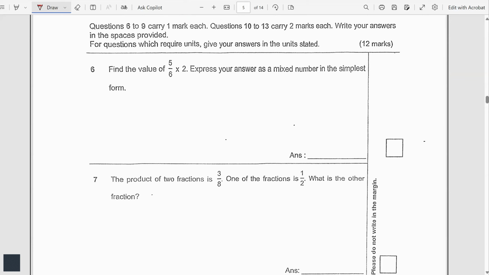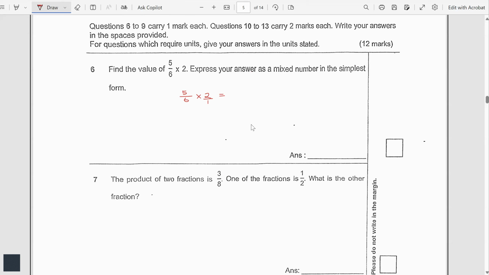Question 6. Find the value of 5/6 times 2. Express your answer as a mixed number in the simplest form. Okay, so when we have a fraction times a whole number, right? You can treat the 2 as 2 wholes, 2 over 1. Then numerator times numerator, denominator times denominator.